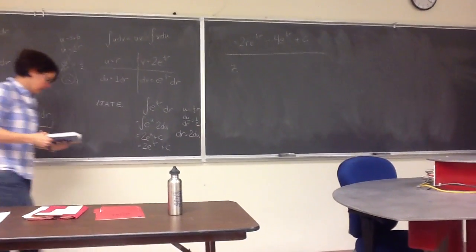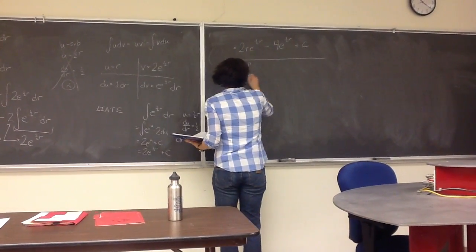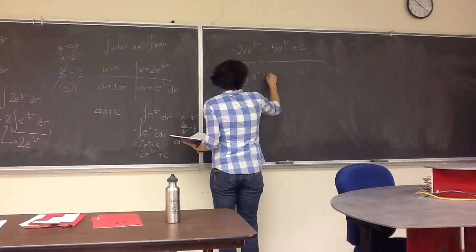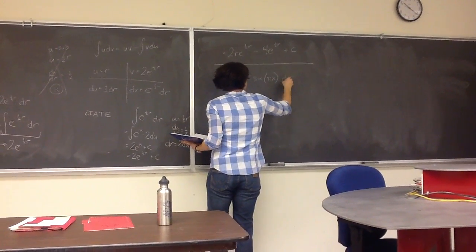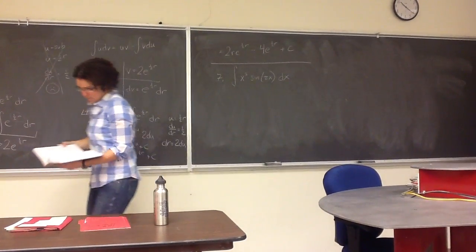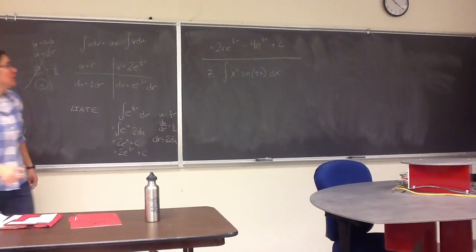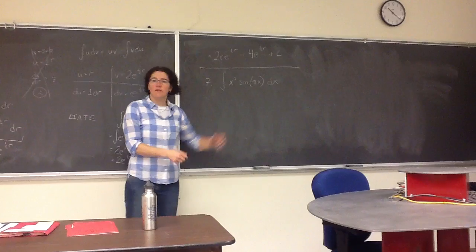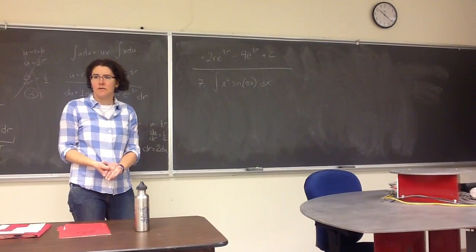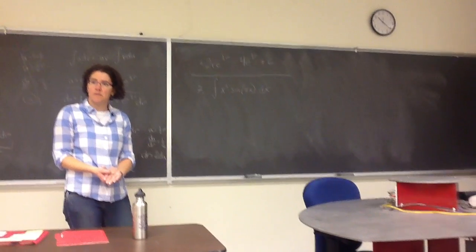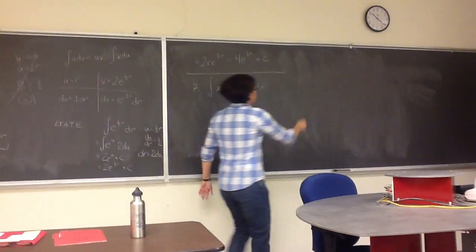Number 7, we've got the integral of x squared times the sine of pi times x dx. All right, so you wrote this down in your paper. What were your first thoughts? I worked it out. I just don't know if I worked it out right. What I did is I did the integration by parts right away.